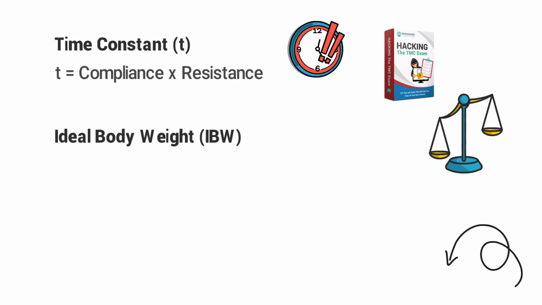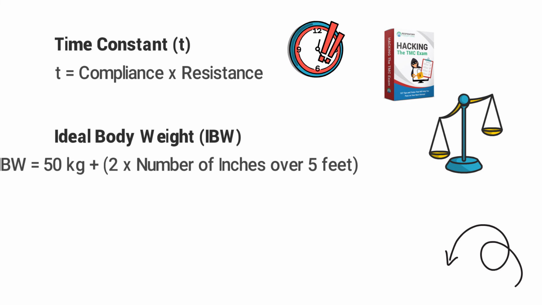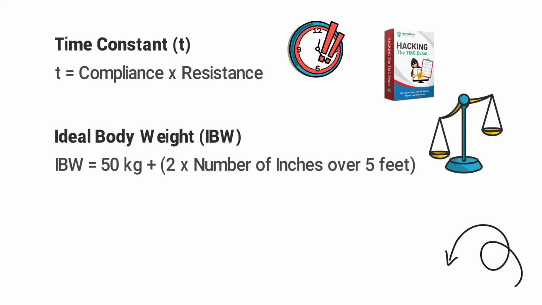But for ideal body weight, all you have to do is say 50 kilograms plus 2 times the number of inches over 5 feet tall. So if you have a patient that's 5 feet 2 inches tall, you would say 2 times 2, which is the number of inches over 5 feet, which would give you 4, and then 4 plus 50 kilograms is 54. So for a 5 feet 2 inches tall patient, their ideal body weight would be 54 kilograms.